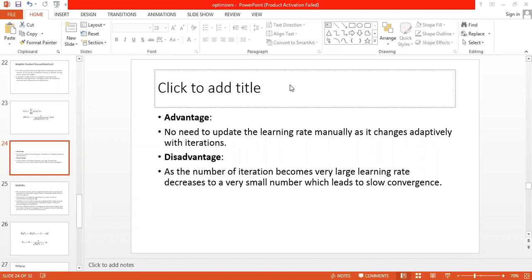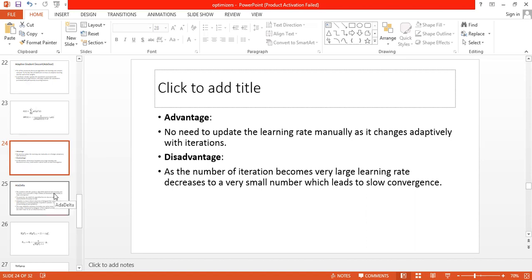Yesterday we completed Adagrad, the optimizer that updates the learning rate, and we set the learning rate at 0.9 in that case. The advantage of Adagrad was that the learning rate is adjusted according to the iteration, and the disadvantage was also the iteration. If the iterations become very many, then the learning rate will decrease, and that will cause the problem of slow convergence and the vanishing gradient problem.